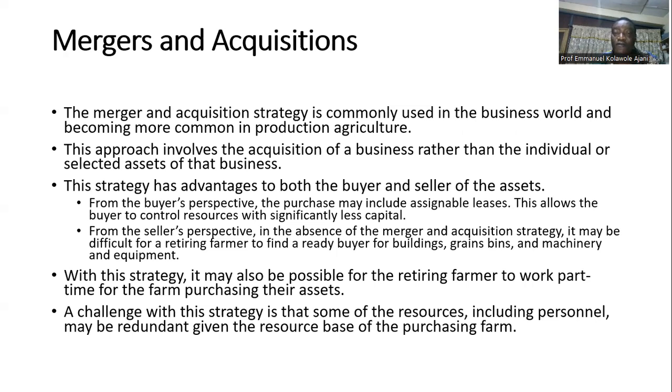From the seller's perspective, in the absence of a merger and acquisition strategy, it may be difficult for a farmer who wants to retire and sell his assets to find a ready buyer that will take up his building, all the facilities, and the machinery and equipment that he has. So it's an advantage when he merges with another organization and the organization acquires all the rights to that farm. So it helps both the buyer and the seller of the asset.